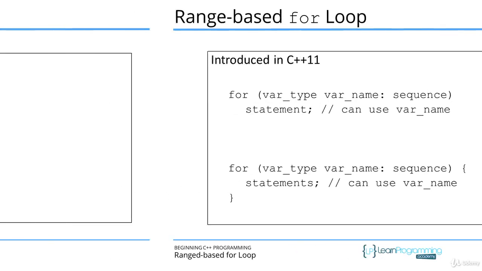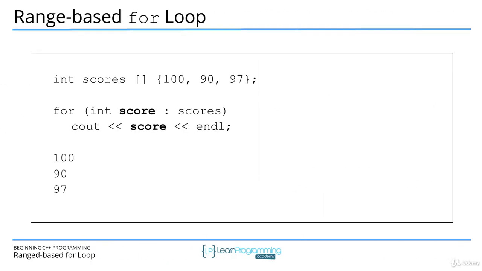Let's see an example. In this example, our collection is an array of integers named scores that we've initialized to 100, 90, and 97. And here's the code that iterates over that collection using the range-based for loop. Notice that in the parentheses, we provide the type of each array element. In this case, it's an integer. And we provide the variable name that we can use in the body of the loop. In this case, score. Finally, we provide a colon and the name of the collection, which is scores. That's it. Now we can use score in the body of the loop. The loop displays 100, 90, and 97, which are the elements in the array.